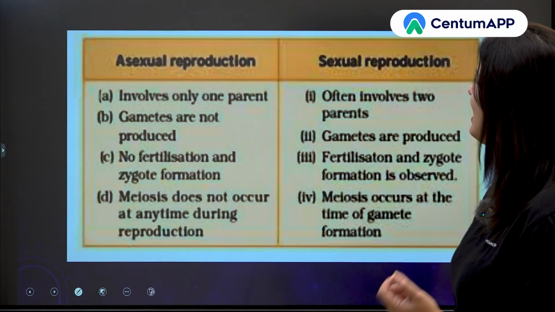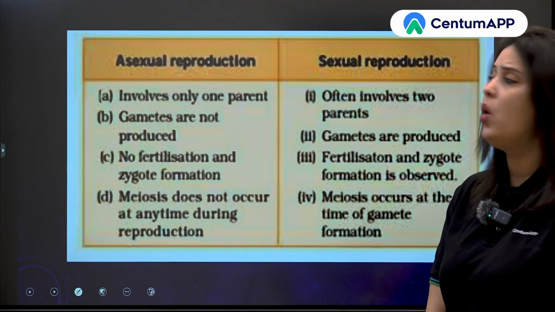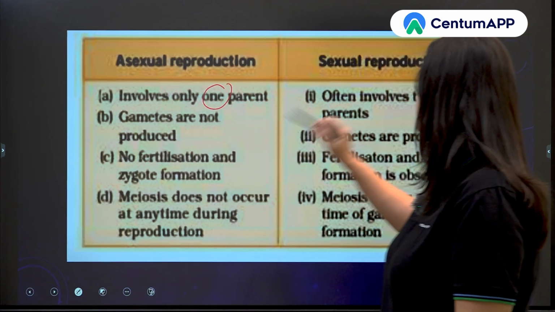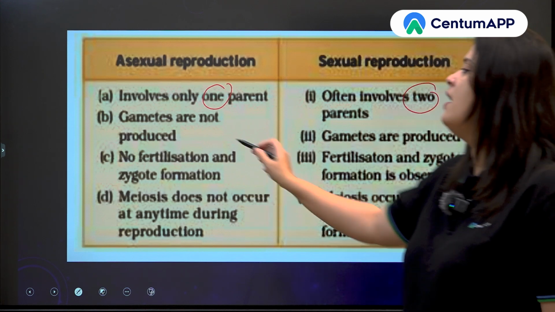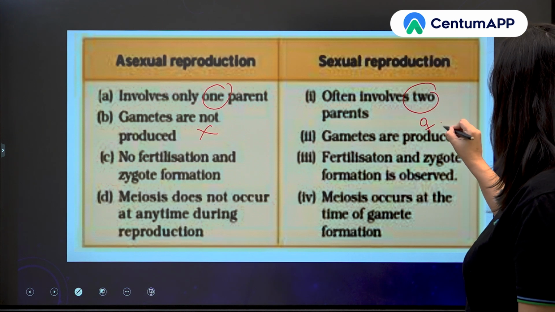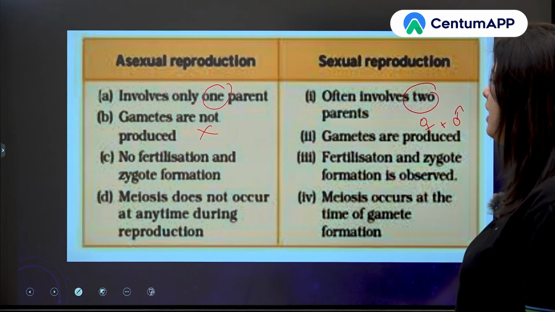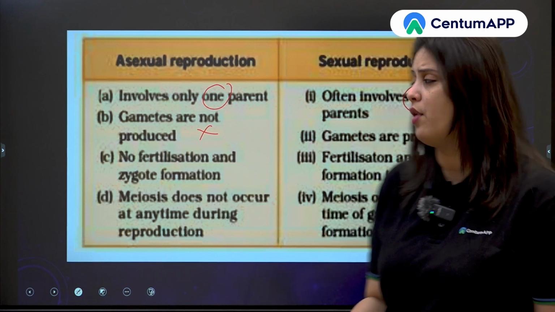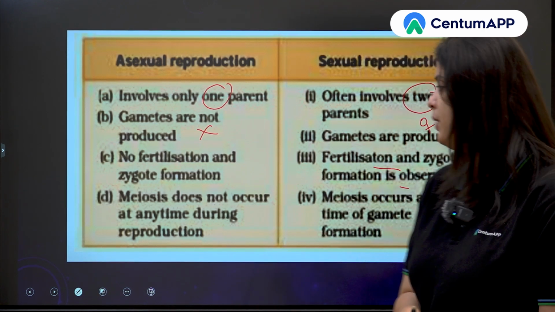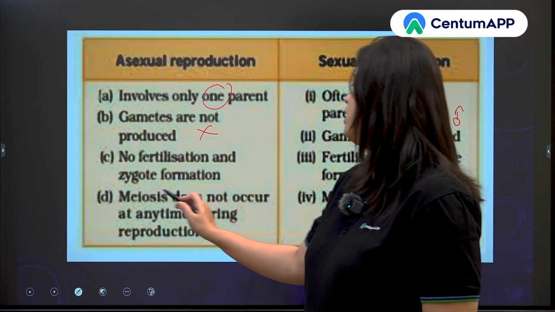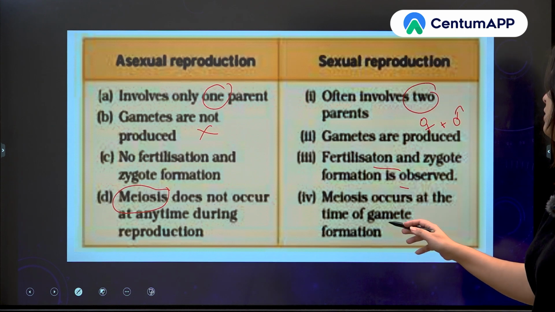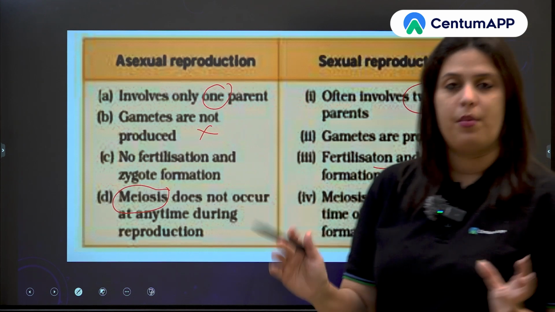Now the difference between asexual and sexual reproduction. We know asexual reproduction involves only one parent, very important, whereas sexual reproduction involves two parents. Here there are no gametes involved, but here you have the male and the female gametes. So no fertilization, no zygote formation, whereas fertilization and formation of zygote is very important for the offspring to develop. Here meiosis occurs at any time during reproduction, whereas here meiosis occurs only at the time of gamete formation.